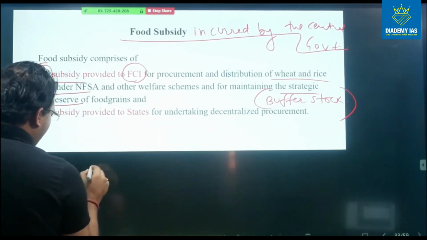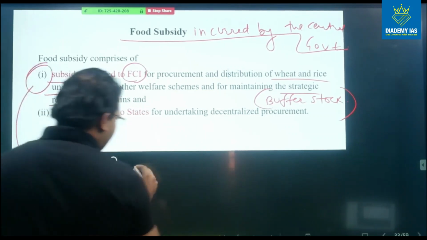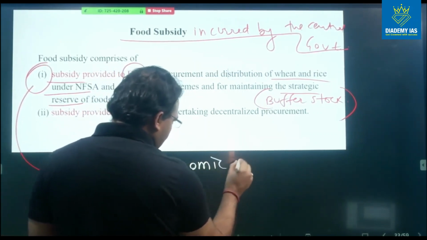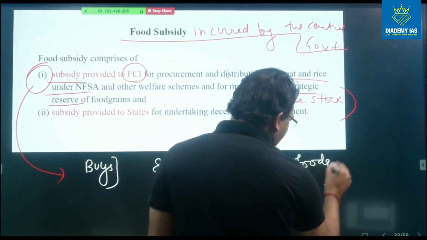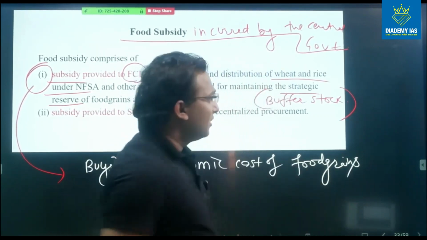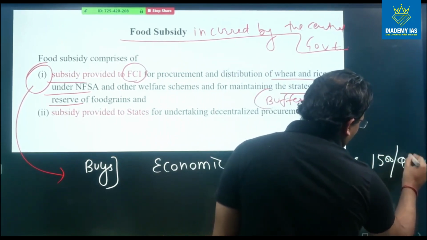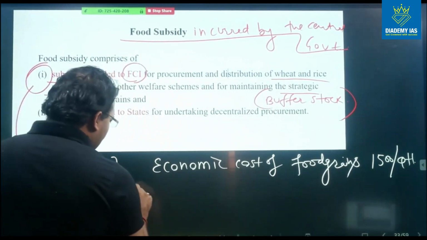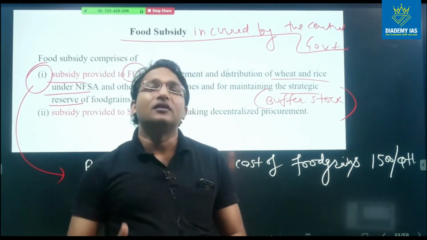Right. So basically, this Food Corporation of India buys the food grains, and that cost is called economic cost of food grains. Right. So suppose, for example, the economic cost of food grains is 1500 rupees per quintal of wheat, right? And the total cost to the FCI is 1500.